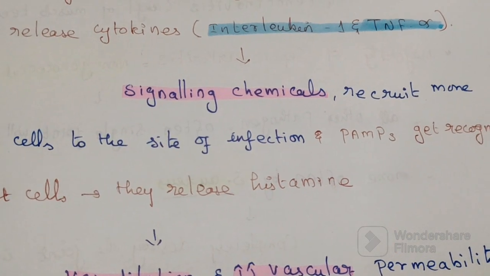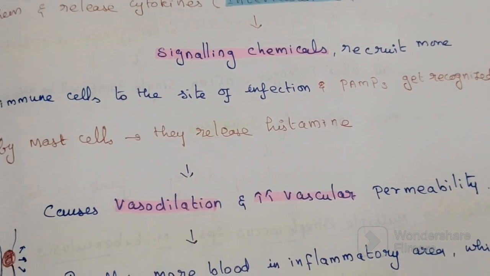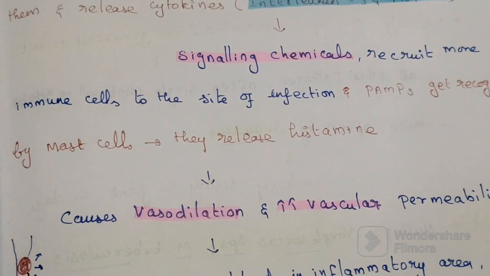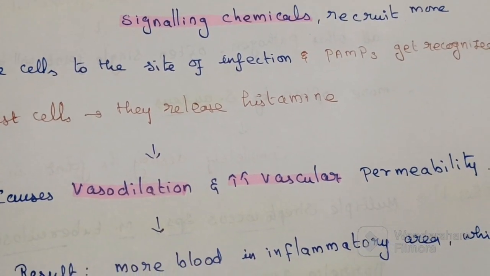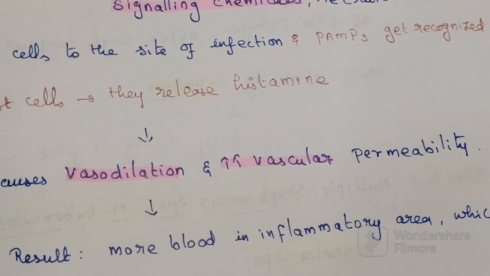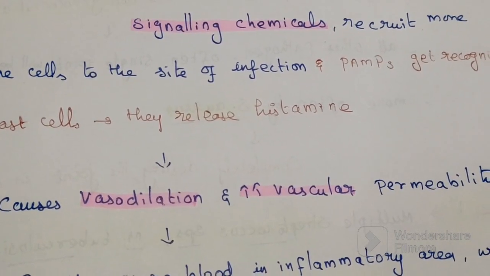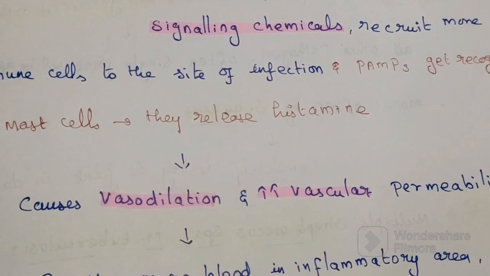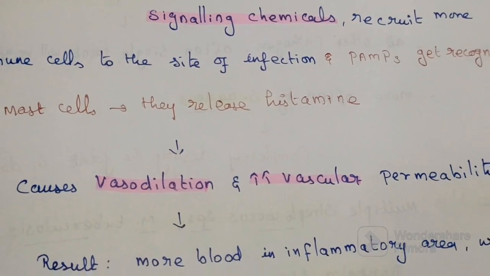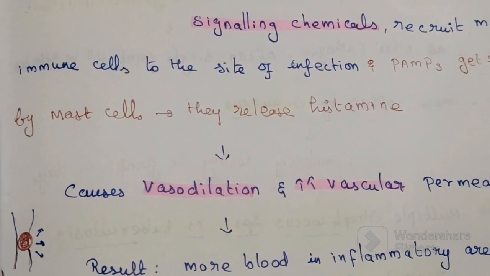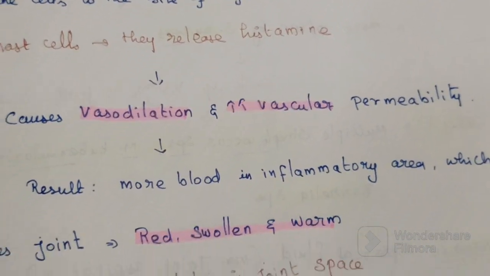Also, PAMPs get recognized by mast cells and they release histamine, which causes vasodilation and increased vascular permeability. So these two signaling chemicals recruit immune cells to the site of infection. After that, this PAMP gets recognized by our mast cells, then they release histamine which causes vasodilation and increased vascular permeability.